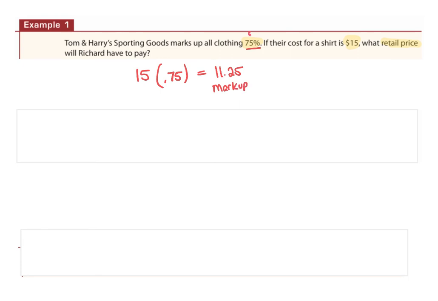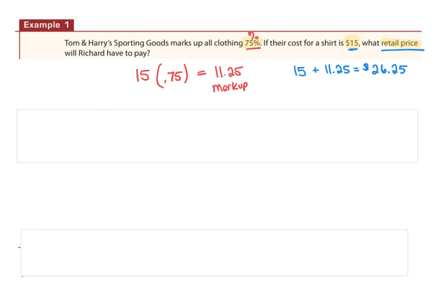They gave me the markup percentage. I found the markup. They want the retail. So if I want the retail price, I'm going to take this 15 and add to it the 11.25, and I will get 26.25. There's another way to do this.